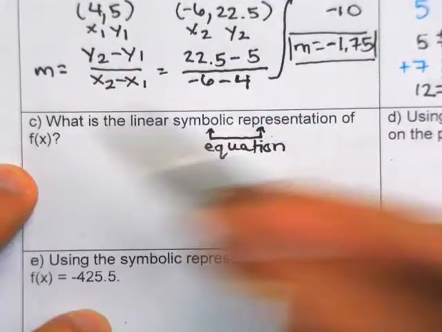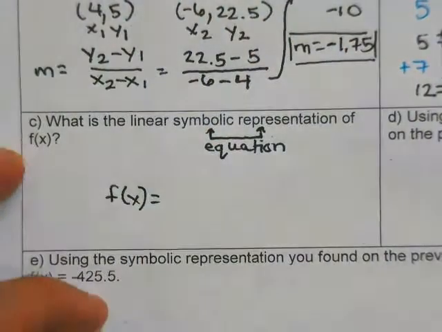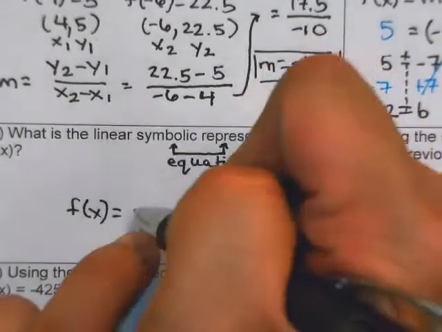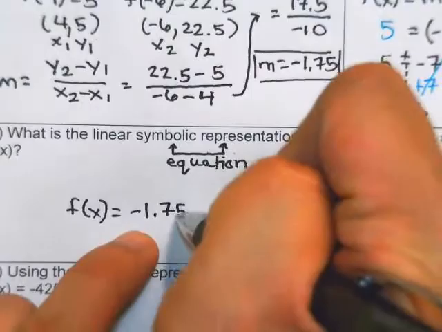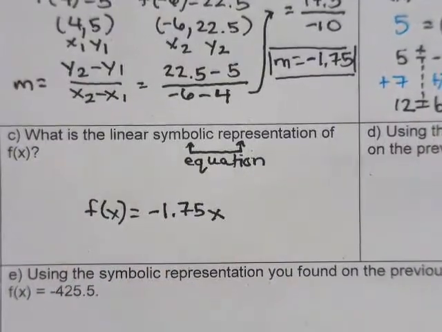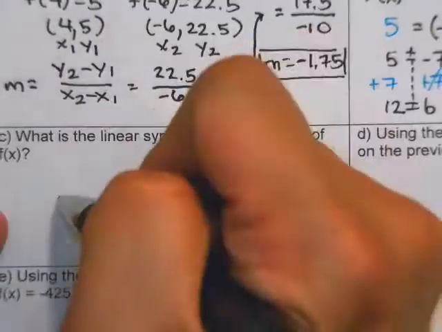Since they want us to use f of x, we're going to start with f of x first. And this is where we're going to plug in our slope and our y-intercept. What was our slope again one more time? Negative 1.75x, good. And then what was the y-intercept that we solved for? (0, 12), so we're going to go plus 12.